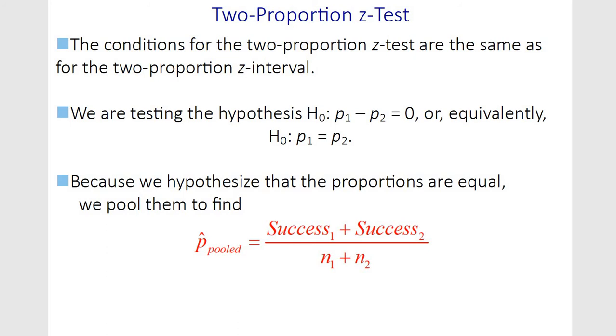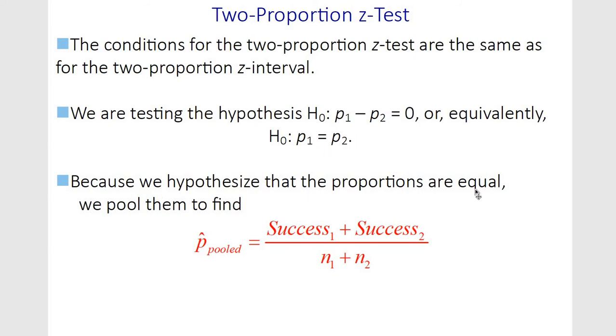The conditions for the two proportion z-test are the same as for the two proportion z interval. Okay, what we just did. Here we're testing the hypothesis that the difference is 0, or equivalently, that the proportions are the same.